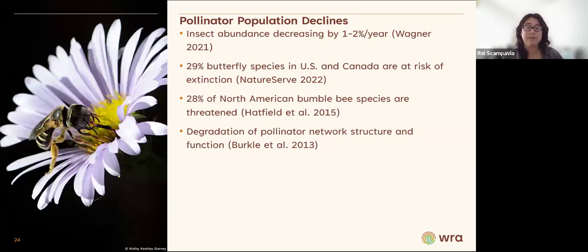Pollinator population trends vary by species and by region. And to be honest, more than 99% of insects have not been studied in terms of their population trends. But we do have some information about how pollinators and insects in general have been doing in recent years, and the picture isn't looking great. It's estimated, based on what we know, that insect abundance is actually decreasing by 1 to 2% each year. And in the US, almost a third of butterfly species are at risk of extinction currently. Additionally, about a quarter of North American bumblebee species are also threatened. And these declines in insects, these declines of pollinators, have led to the degradation of pollinator networks and the structure and function of the role that pollination plays in ecosystems.